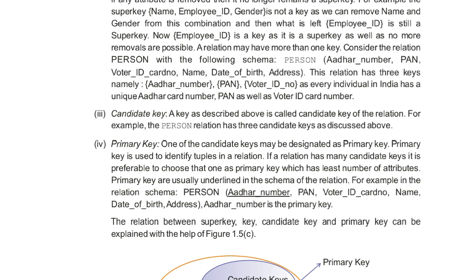See, in a person relation, what is there? Aadhaar number, PAN, voter ID card number, name, date of birth, address. So in this, Aadhaar number is the primary key. We have taken it as the primary key. We have three candidate keys over there, but we have chosen Aadhaar number. So from Aadhaar number, we can identify the person uniquely from the relation person.